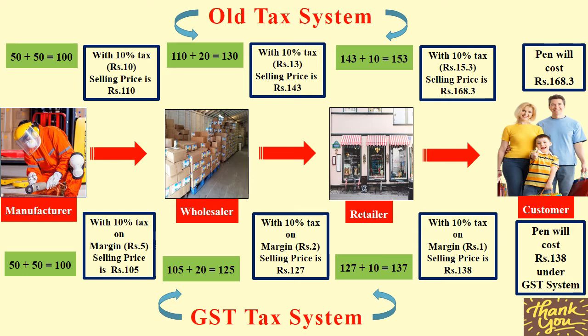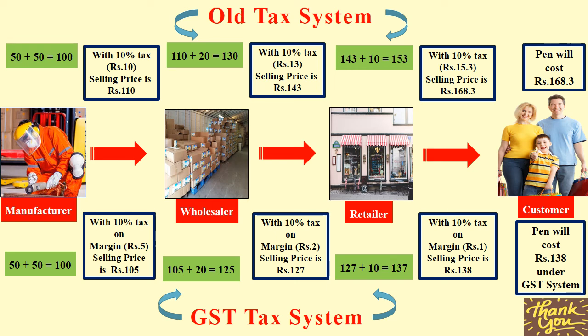Now let's take the second case, that is of GST system. In this case, the manufacturer buys raw material to make a pen for rupees 50 and adds value of rupees 50 to it. So in this case, the GST tax will be charged on the value addition, that is rupees 50, for which we can say that the tax will be rupees 5. So manufacturer will sell the pen to the wholesaler for rupees 105.